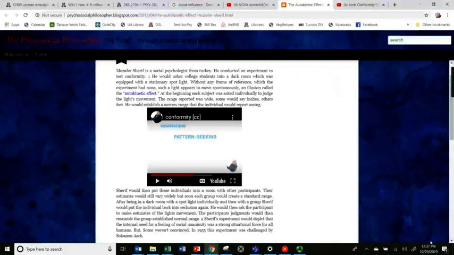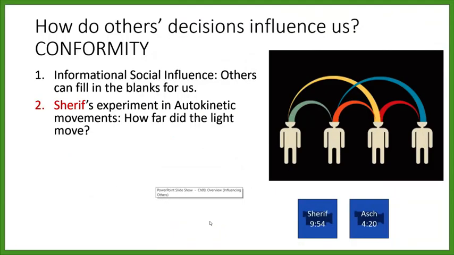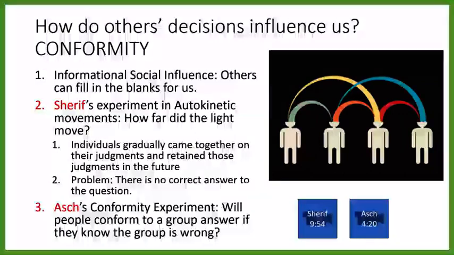Okay, so that is the basic conformity study, and we'll look at the rest of that video in a little bit. So the main thrust of it is, Sherif used autokinetic movement, where there was no correct answer. It's just a perception, and individuals would converge and agree on one response in general. And then Asch did the conformity experiment, looking to see if people would conform to a group answer, even if they know the group is wrong.